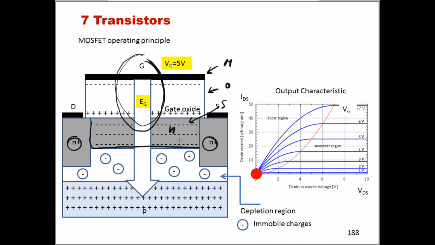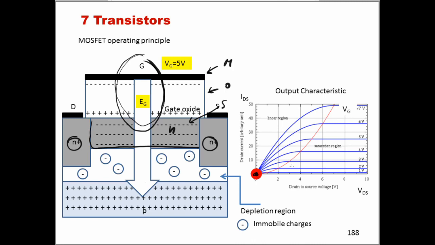But still there is no current passing through, because between the drain and source there is still no voltage difference applied across them. We only have the electric field due to the gate that has created this inversion situation. And so on this plot we are effectively here. There is zero current in the channel, because the voltage across drain and source is also zero.